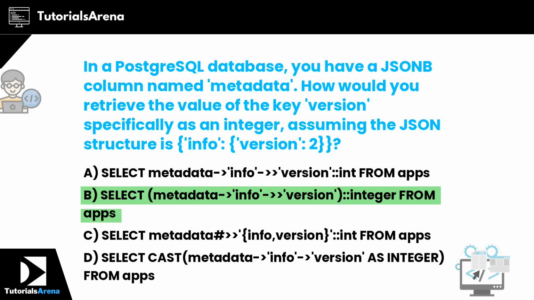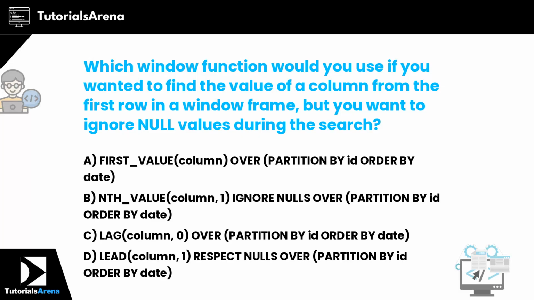metadata->info->version, integer from apps. Which window function would you use if you wanted to find the value of a column from the first row in a window frame, but you want to ignore null values during the search? Answer is B. nth_value(column1, 1) ignore nulls over (partition by ID order by date).